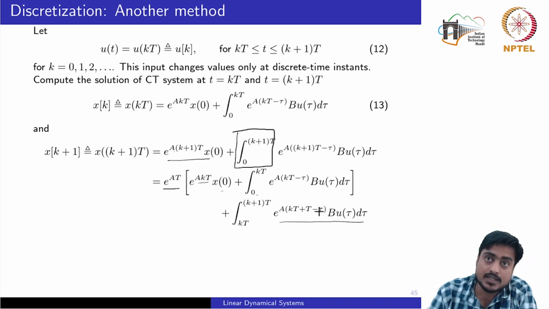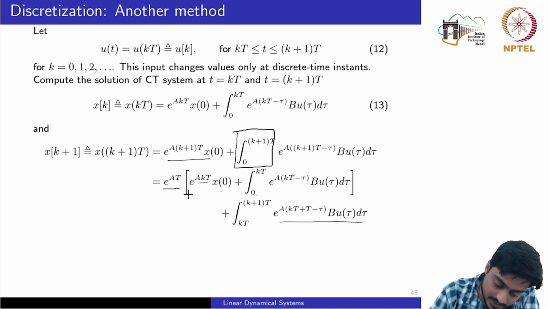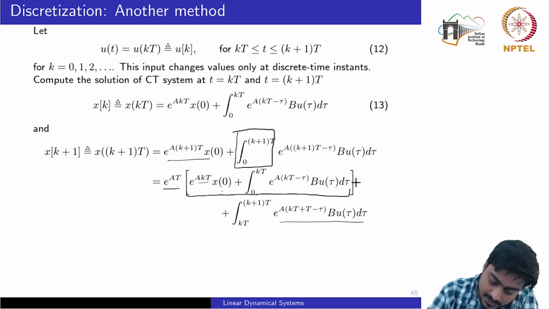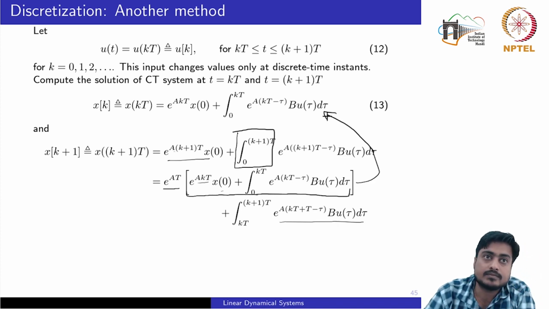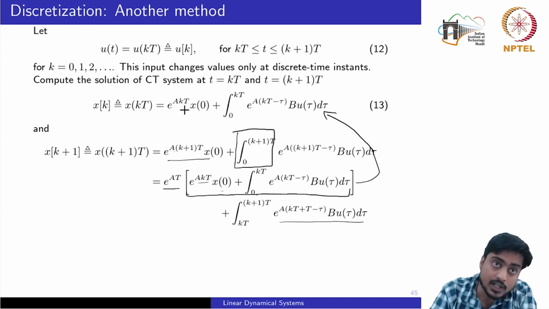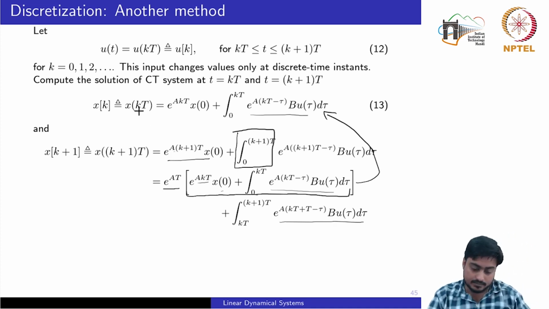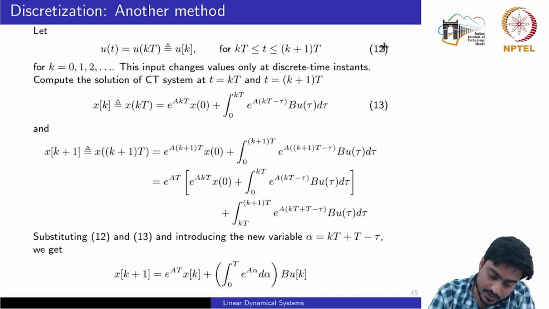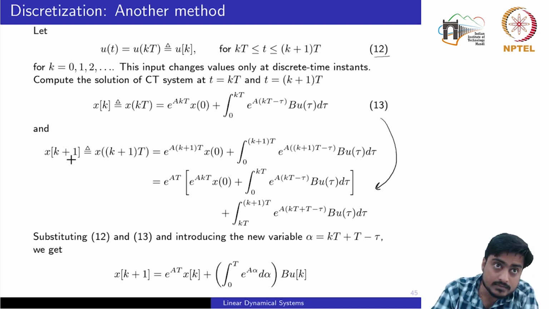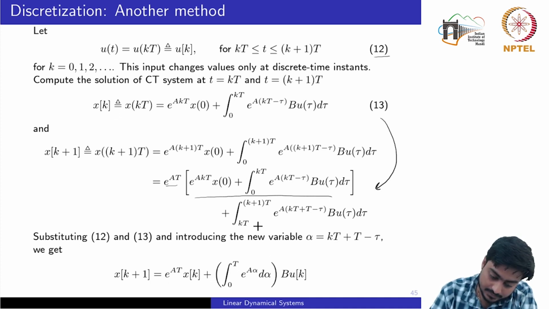This is (k+1)T minus tau. Now pay attention here that this part is nothing but equal to this one. We have e to the power AkT x naught, e to the power At x naught, and this term also is equal to this term. So I can replace this whole term by x of kT. So I substitute these two, equations 12 and 13, into this equation to finally write x of (k+1) is equal to e to the power AT into x of k, which is this one, plus this integral from 0 to T of e to the power A alpha d alpha into B u of k.